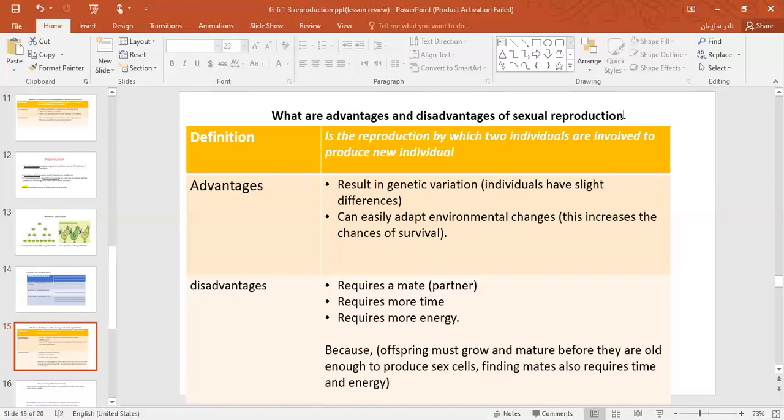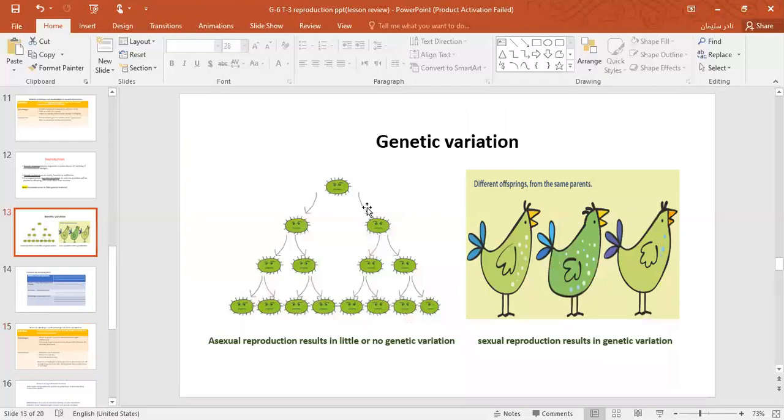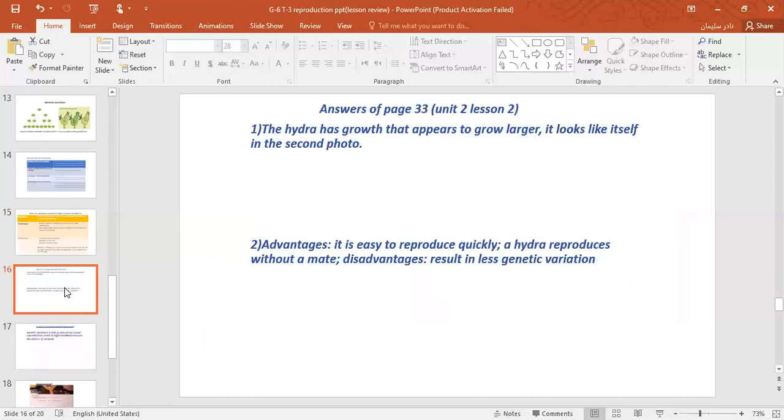Okay, girls and boys, if we go back to this picture, we can see here that in asexual reproduction there is less or no genetic variation, all of them are the same. But for sexual reproduction, the advantage is that different offspring from the same parents don't look the same. We have different characteristics, different traits. These three are from the same parents, but they don't look the same, as in asexual reproduction. Here we have different colors, different shapes. So this results in genetic variation. These are the advantages and disadvantages of sexual reproduction.